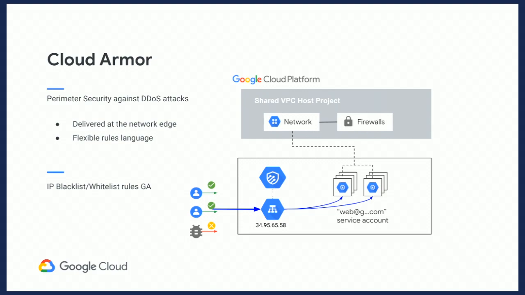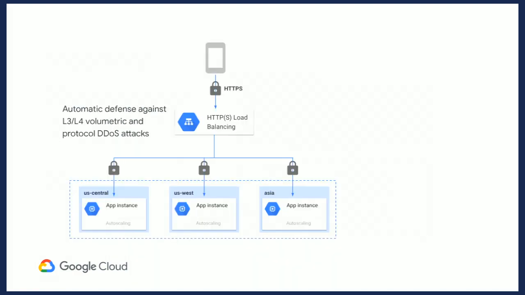So you can specify rules like IP blacklists or whitelists. This is now generally available. You can also specify geo-specific rules or WAF rules. Or you can also use a flexible rules language, which allows you to customize and specify fine-grained rules for your security policies.